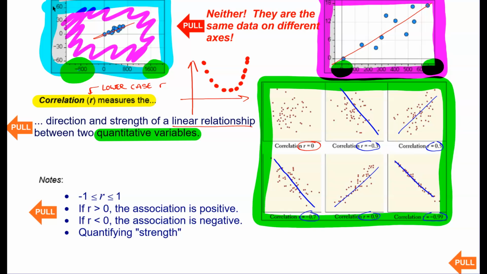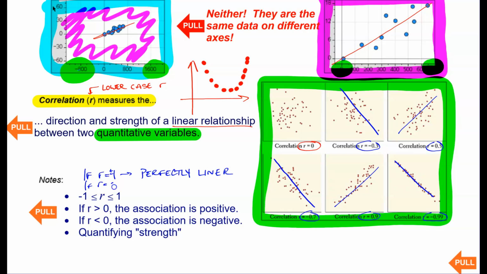If R equals 1, then we have a perfect linear relationship. Oh boy, that's not how you spell perfectly. So let's start that over. Perfectly linear. And that's the same if R is equal to plus or minus 1. It's just a different slope. Positive being a positive association, negative being negative.